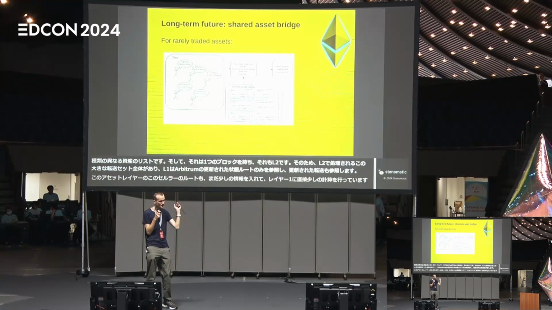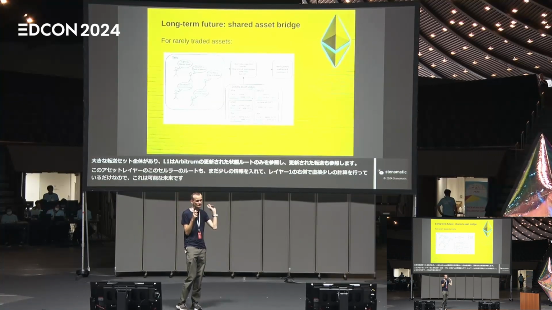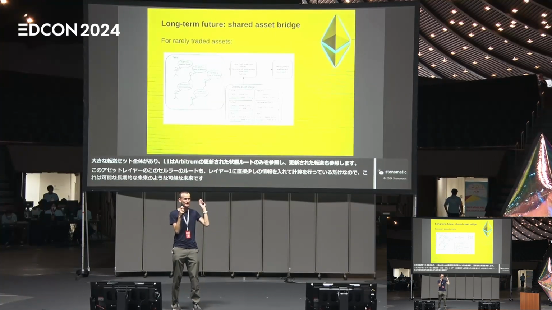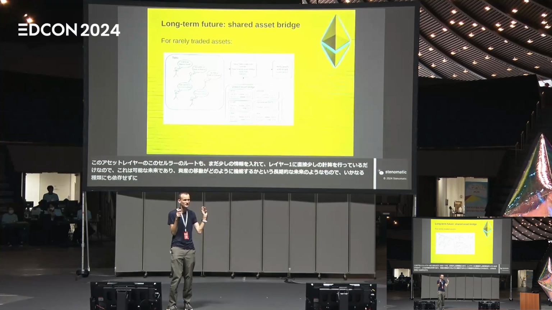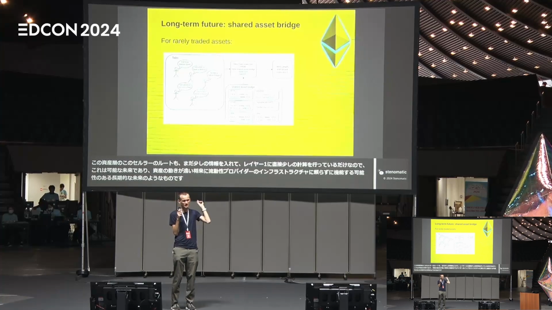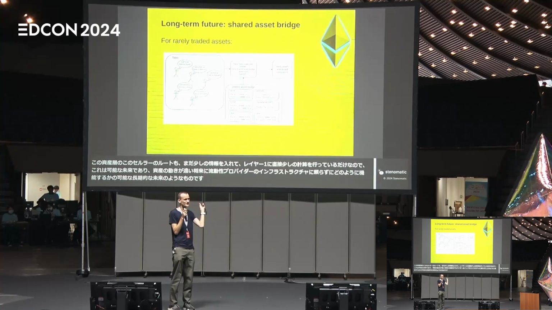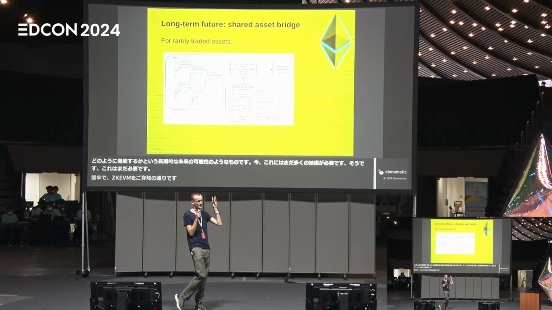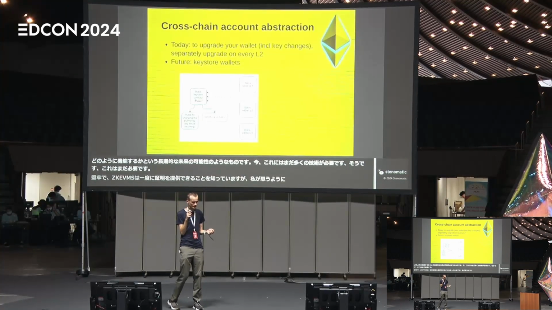So this is a possible long-term future of how asset movements might work without relying on any kind of liquidity provider infrastructure in the far future. Now, this still requires a lot of technology, right? This still requires very robust ZK EVMs that can provide proofs in one slot. But I think this is where we're going to get to eventually.